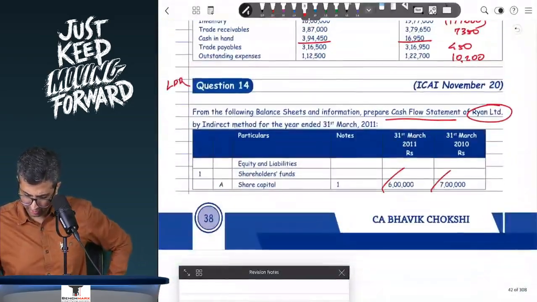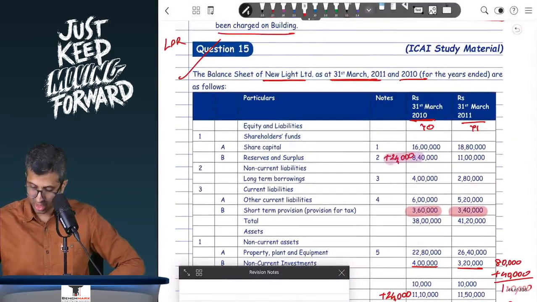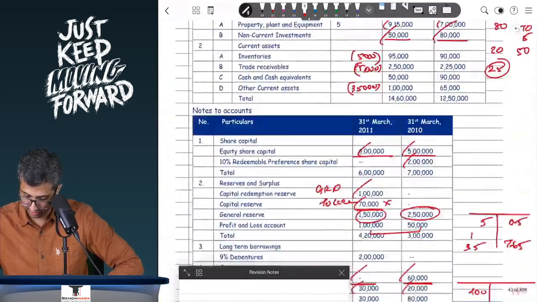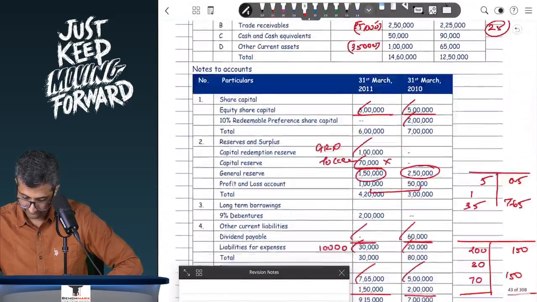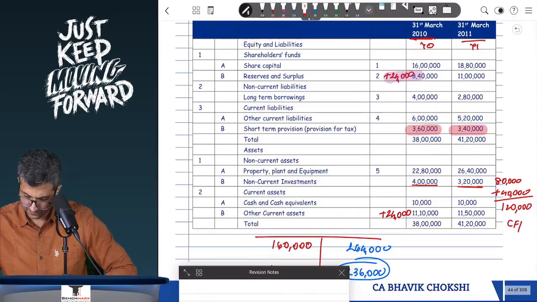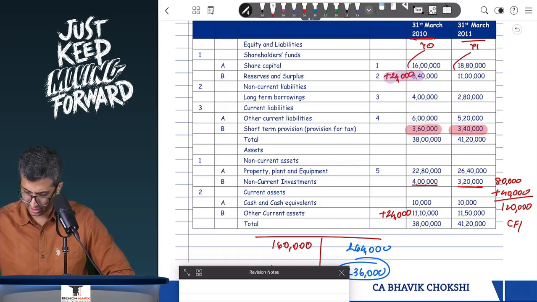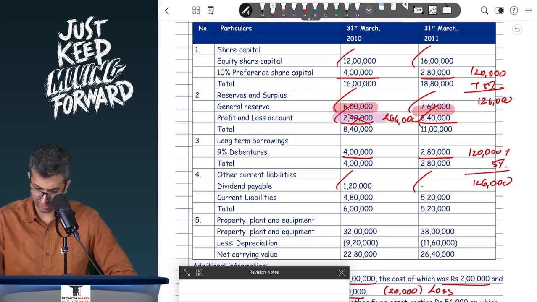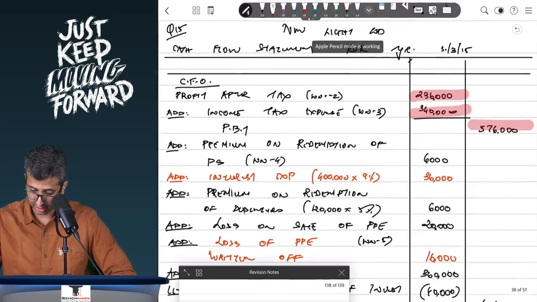Now, which question were we at? Okay, when we are looking at this question, where were we? You were discussing the items where we will look at, for example, the profit workings. Next, you will take every item. Share capital 16 and 1880. Well, share capital over here is going from 12 to 16. So there's a 4 lakh issue. Redemption we have already taken. So there's a 4 lakh issue.